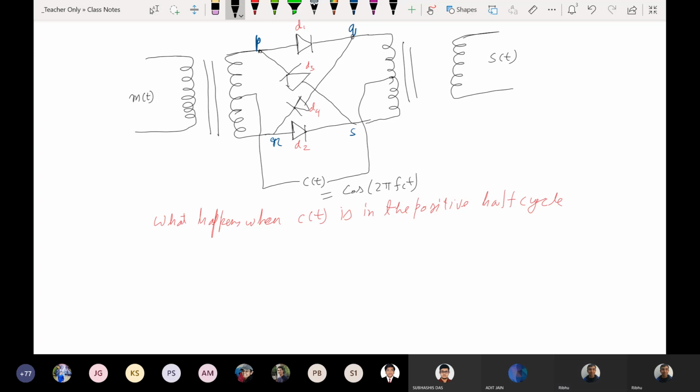Come on. Aditya, yes. Sir, D1 would be on because c(t) is in the positive half cycle. Yes. D1 would be on, D3 would be off, right? Yes. And D2 would be on, and D4 would be off. Shouldn't D4 be on? No, D3 and D4 will be off.